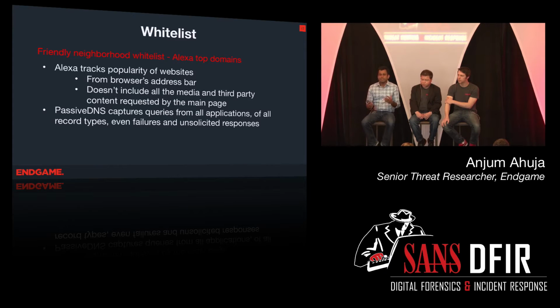Most of the time when you look at passive DNS data, you will find that the big majority of the DNS queries in your network are repeat queries. So it makes sense to understand what's popular and normal in your network and whitelist it out. Every time I think of popular and normal domains, I think of Alexa top domains. It's a good starting point, but there are some challenges when you use that over passive DNS.